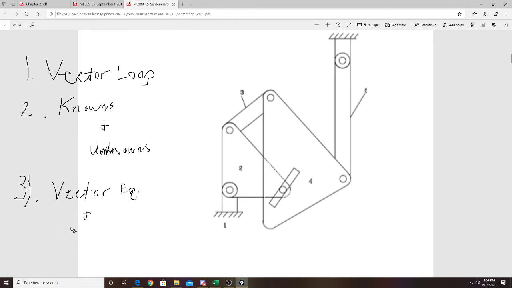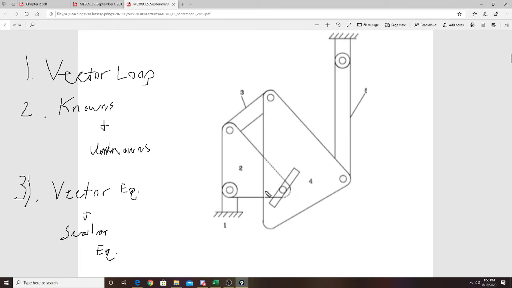And scalar equations. So real quick, the vector loop is something we all know, right? You create the vector loop, it has to come back in on itself to create a full loop. Knowns and unknowns is what is changing and what is not, or things that we know. And the vector equation is very simple, like R2 plus R3 plus whatever, right? And then the scalar equations are the x and y components of that previous one, which is like R2 cosine theta 2 plus R3 cosine theta 3, right?